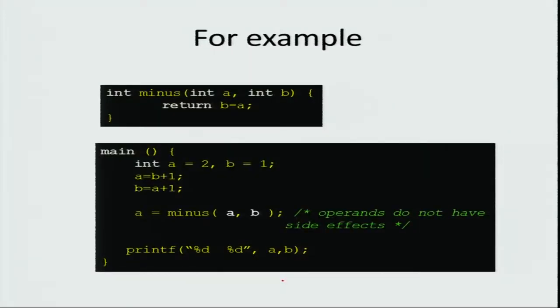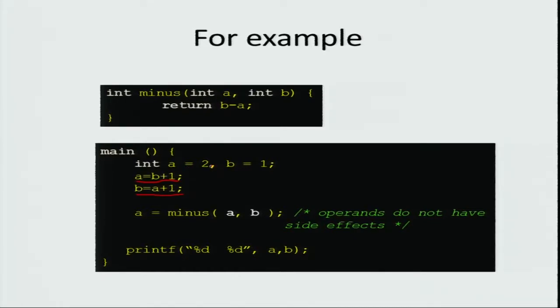Okay. So, how do we do that? We can do the following. For example, if we really wanted the left to right order, that is, if we want a equal to b plus 1 to happen first and then b equal to a plus 1, why not write them explicitly in that order in the main function. So, first this will be executed, then b equal to a plus 1 will be executed.